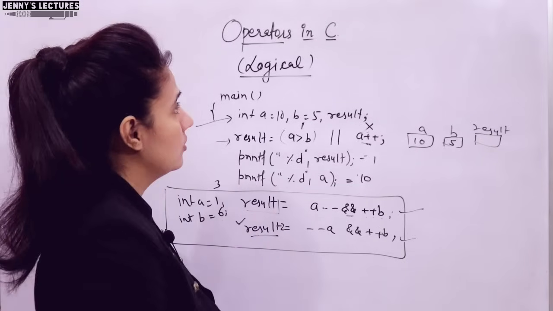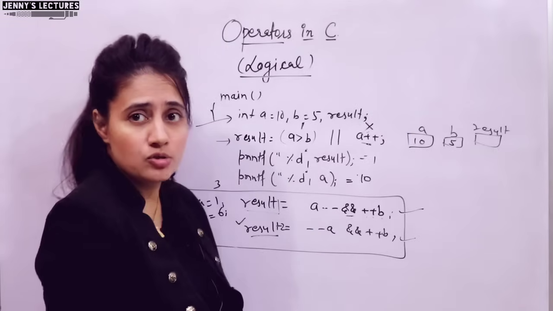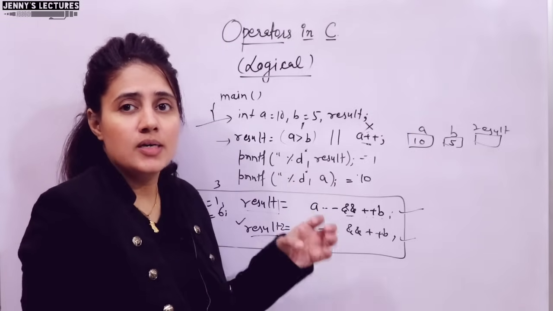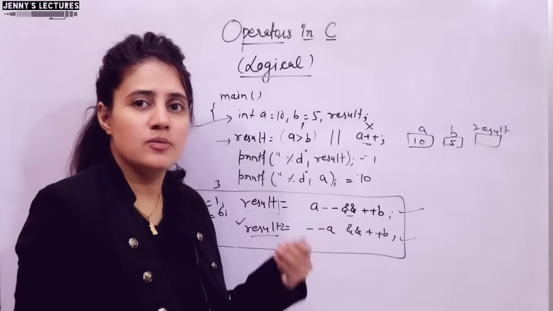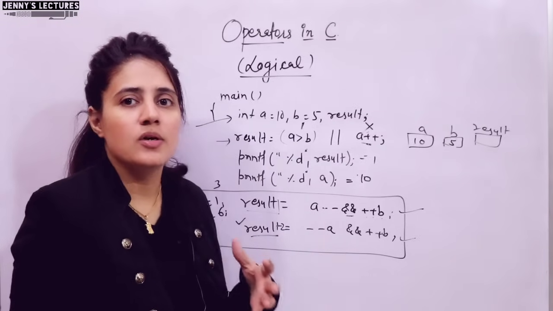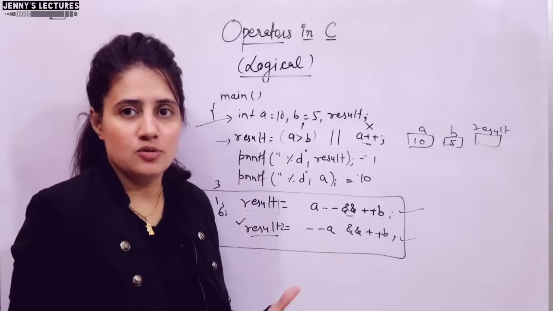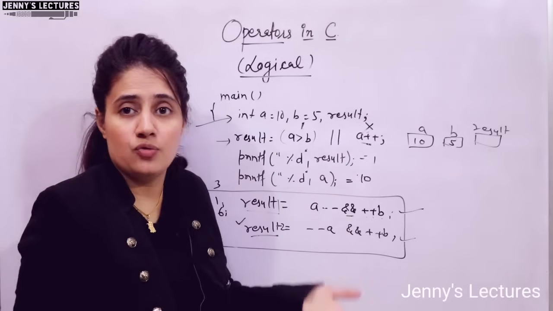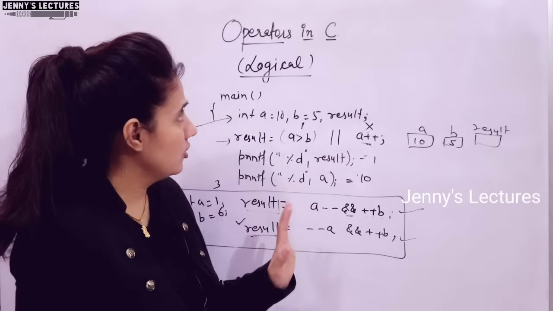So I hope you got what logical operators are and how to use them. They are used in decision making, used to test more than one condition, and used when we make decisions based on expressions being true or false. So that's it for logical operators in C.